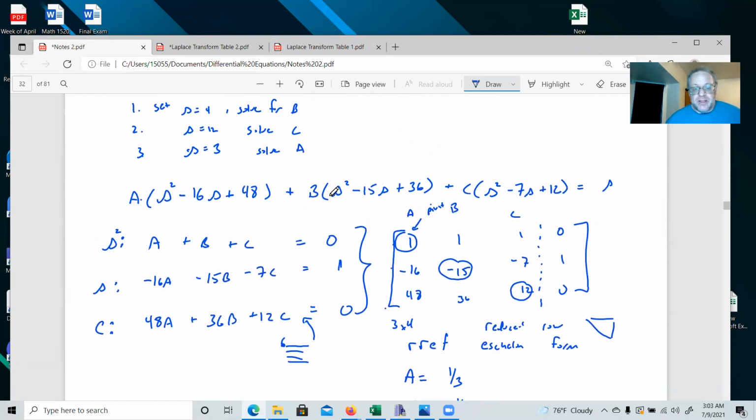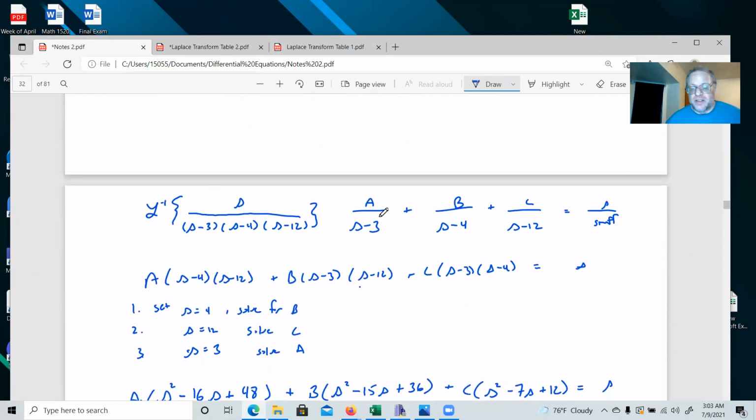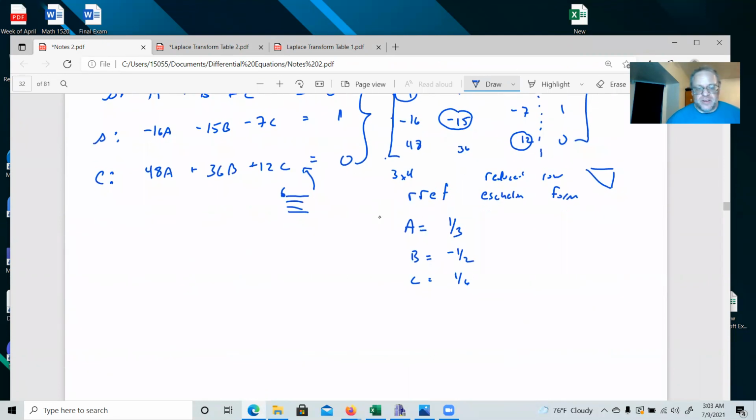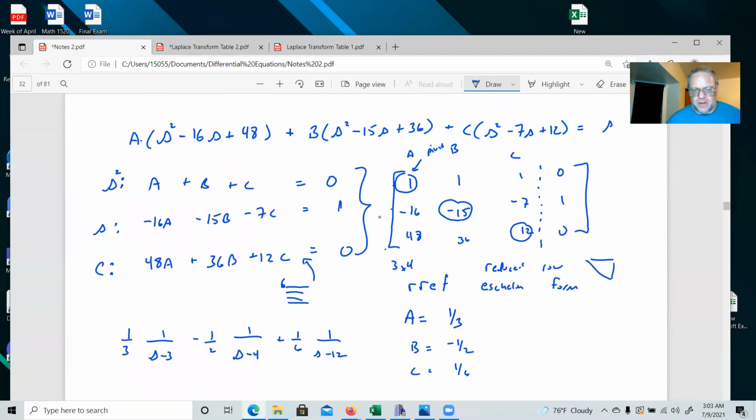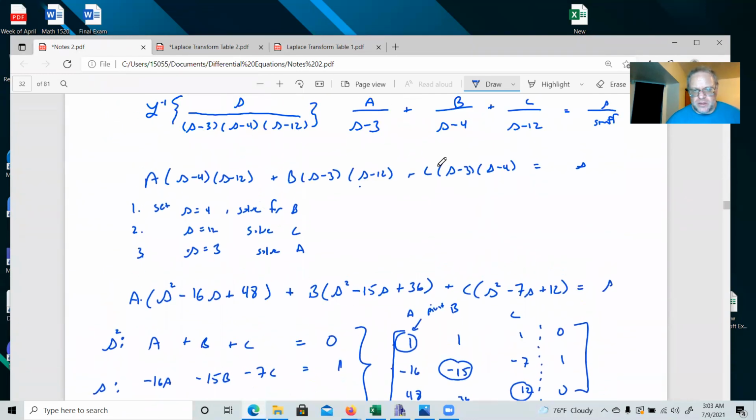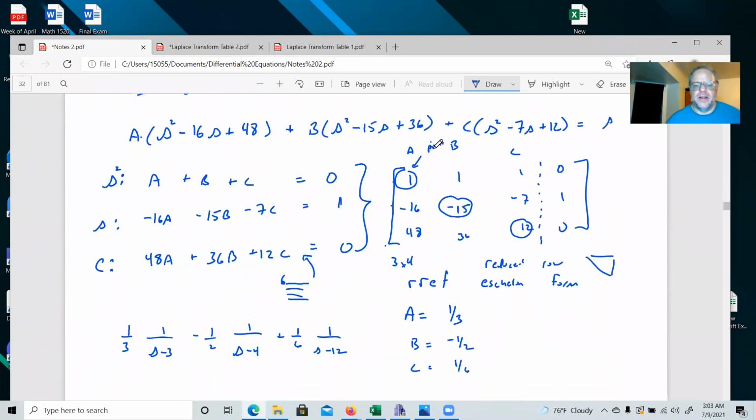Okay, going back, here's where we set this up. This is 1/3 times 1 over s minus 3, minus 1/2 times 1 over s minus 4, plus 1/6 times 1 over s minus 12, I believe. Are we good? We are indeed.